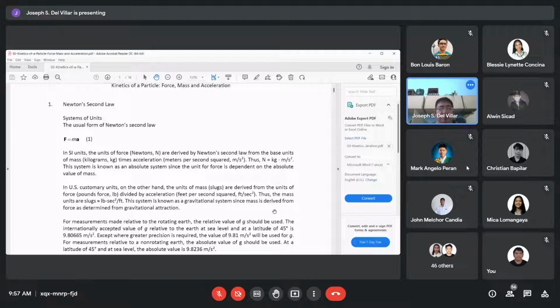Now, on the other hand, in US customary units, the unit of mass is the slug, and it is derived from the unit of pound force divided by the acceleration, feet per second squared. So the unit of mass, slug, is equal to pound second squared per foot. And this system is known as the gravitational system, since mass is derived from force as determined from gravitational attraction.